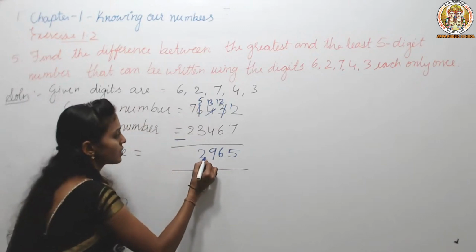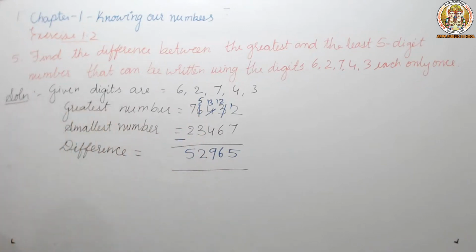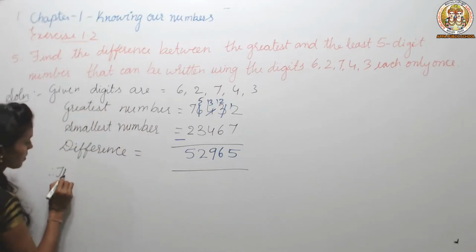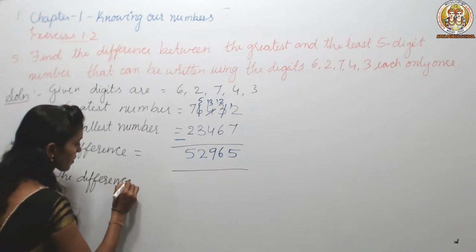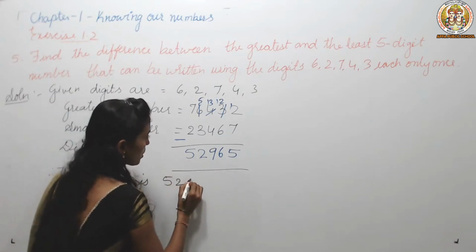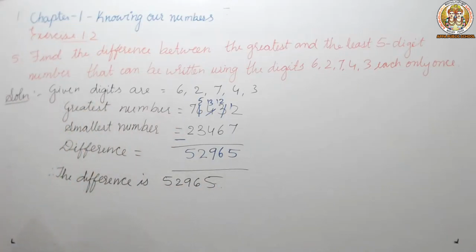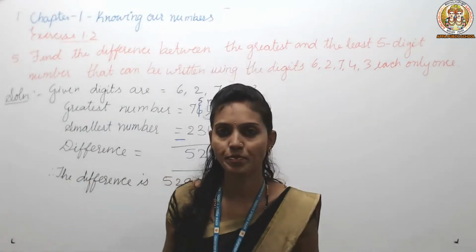5 minus 3 is 2. 7 minus 2 is 5. So therefore, what is the difference? The difference is 52,965. This is the difference. Oh, smallest one, right? Yes. Shall we go for the next one? Yes.